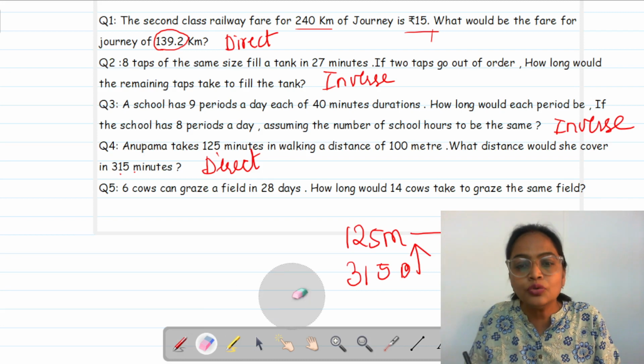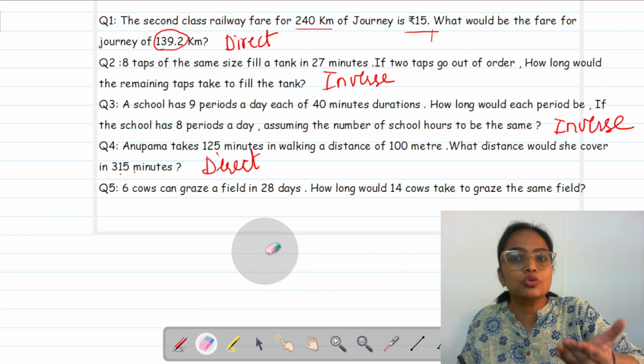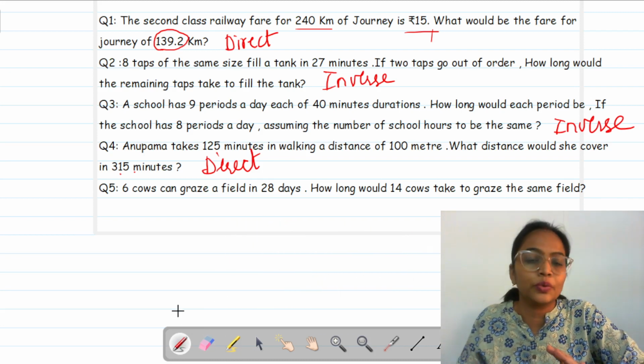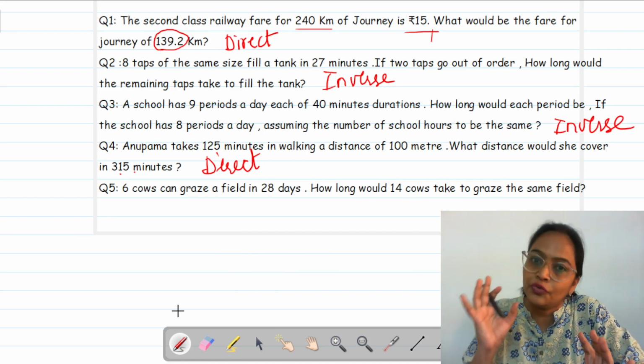This is how you have to think about which question lies in the category of direct variation and which lies in the category of inverse variation.